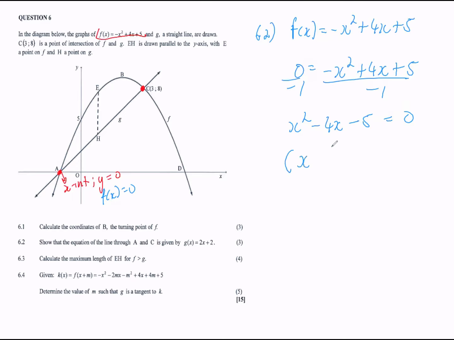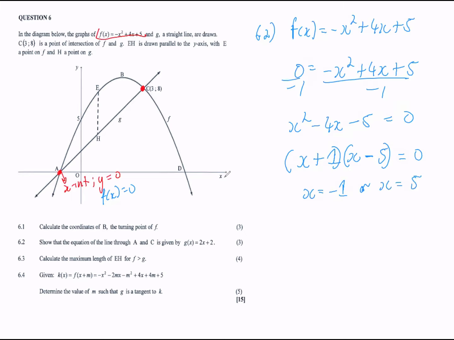Then at this point, what do we do? We can factorize here. Factors of 5, we know it's only 1 and 5. So let's put 1 here, let's put 5 there. But based on this, we know that the one that should have a negative is the bigger one, right? Because it's the sign of the middle term. So negative here and then positive, equals 0. So our x is either equal to -1 or our x is equal to 5.